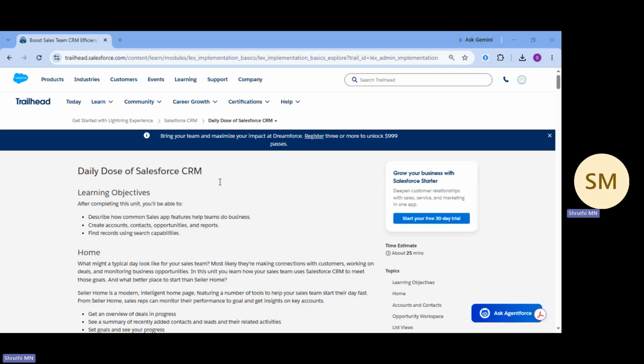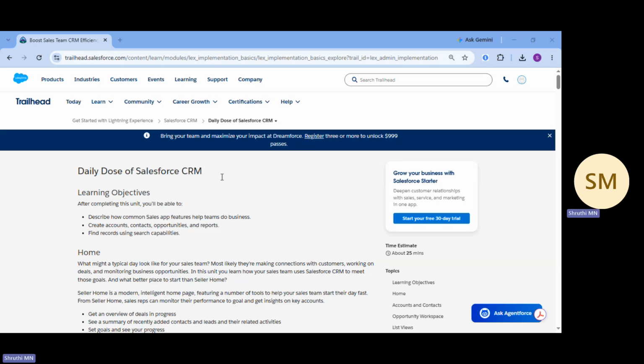Then we have a lead. A lead is someone who could potentially become a customer, but hasn't been fully qualified yet. And finally, we have an opportunity. An opportunity represents a potential sales deal. For example, replacement gas generator. Now, Salesforce starts to look less complicated.